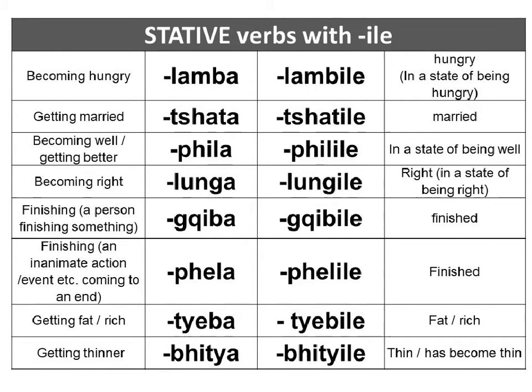If you ask somebody if they are well, you might say upila or upilile, and you can say pila means getting better or becoming well. And so we've already come across ndipilile, which means I am well or I'm in a state of being well. The word lunga means becoming right, where lungile is being in a state of being right. So for example, we often use it with the indefinite ku, kulungile, which means it is right or it is fine or all is good.